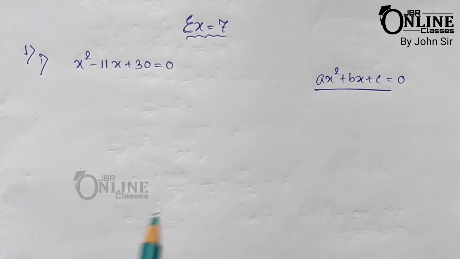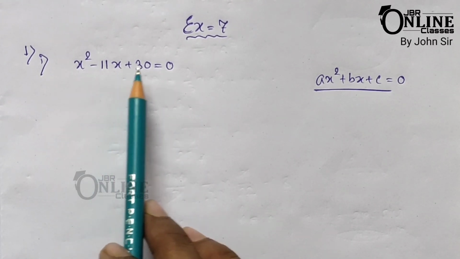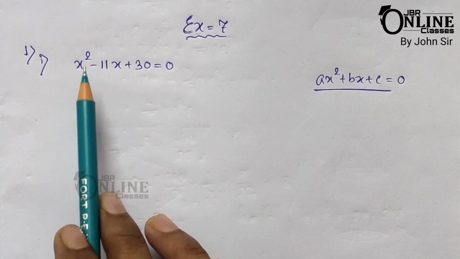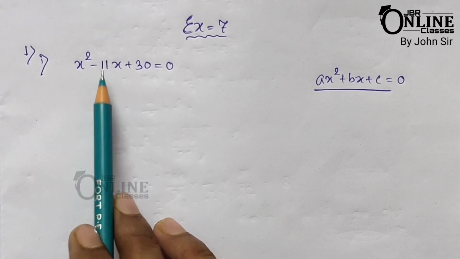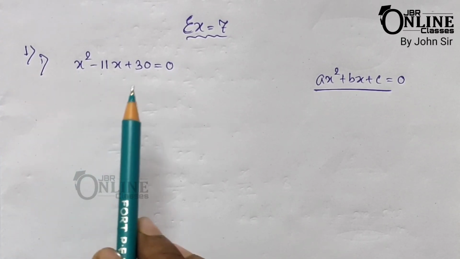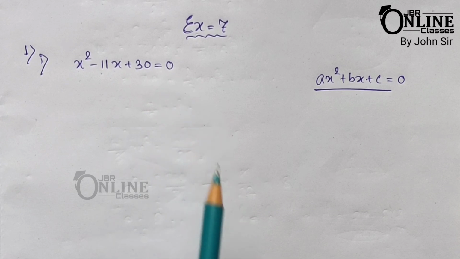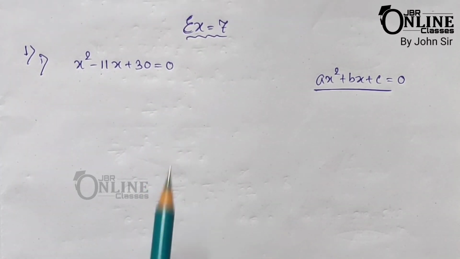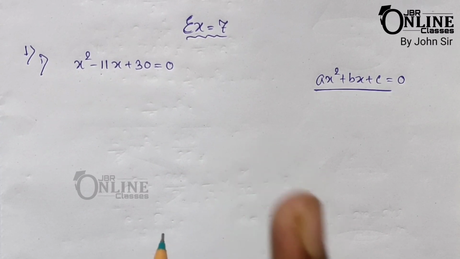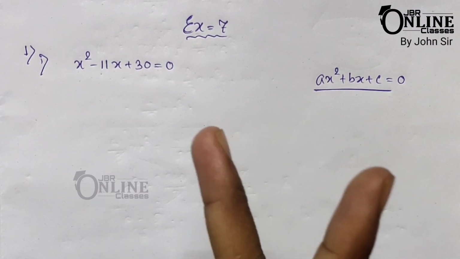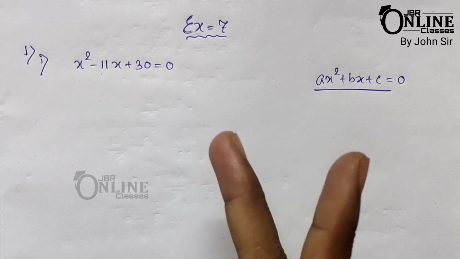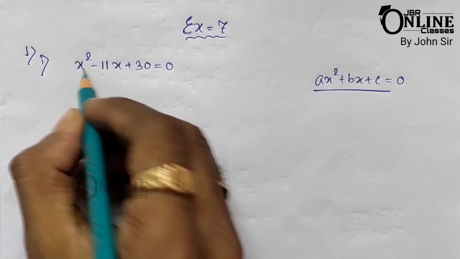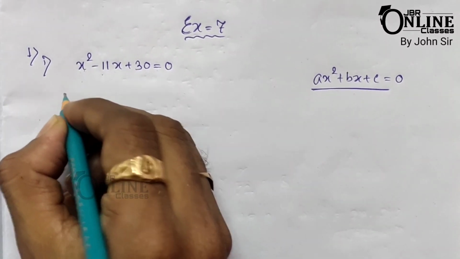Next thing you have to remember is that in each and every equation, after solving it, you have to find out the value of x, and here you will get two values of x. That means in each and every problem in this exercise you have two answers. Not a single answer, you will get two answers, and you have to find both. So here x square minus 11x plus 30 equal to 0.